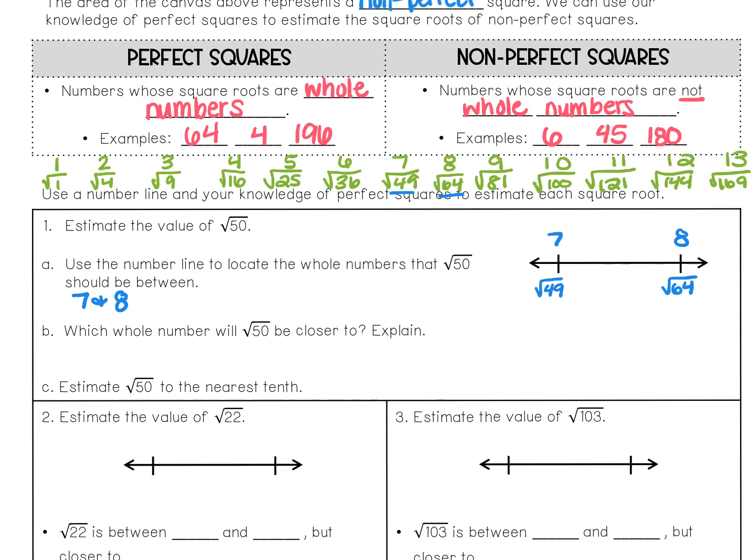Then I'm going to decide which whole number the square root will be closer to. And I'm actually going to use the perfect squares to do this. So is the number 50 closer to the number 49 or to the number 64? Well, it's way closer to the number 49 than it is to 64. So 50 is closer to 49. So this means that the square root of 50 will be closer to the square root of 49, which is 7.